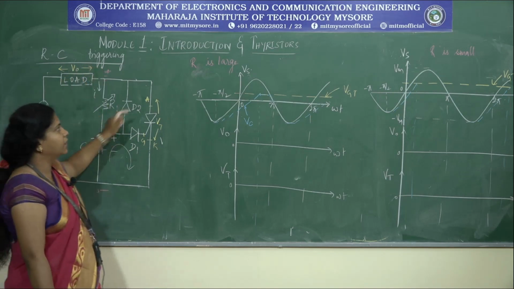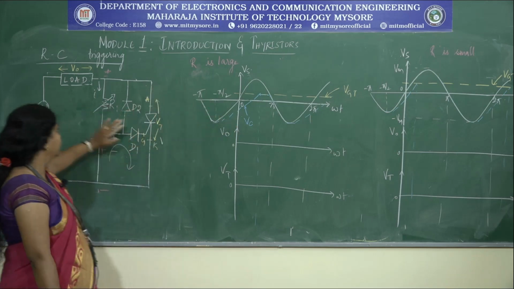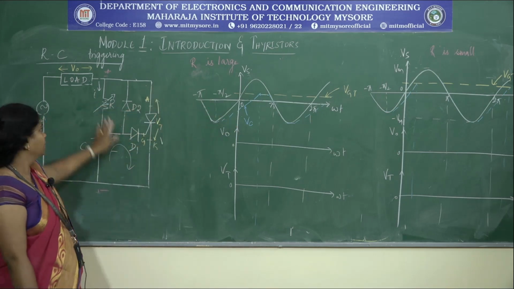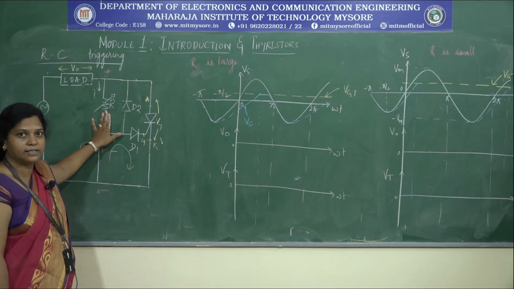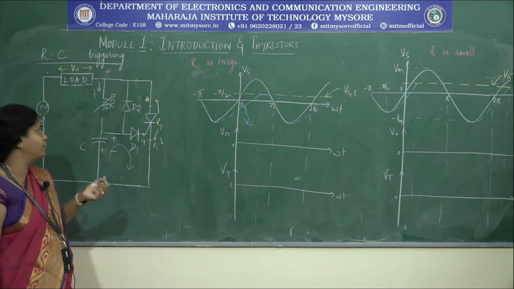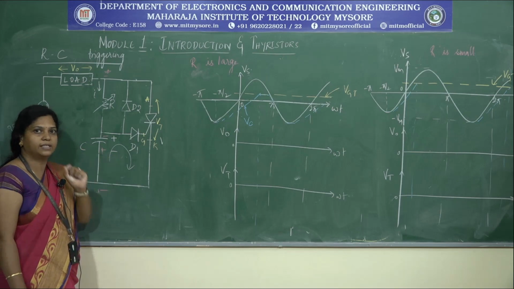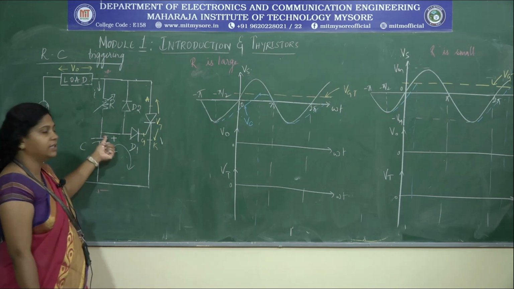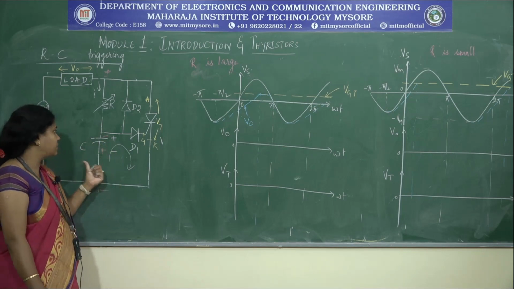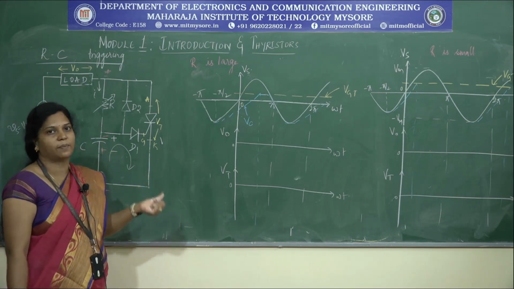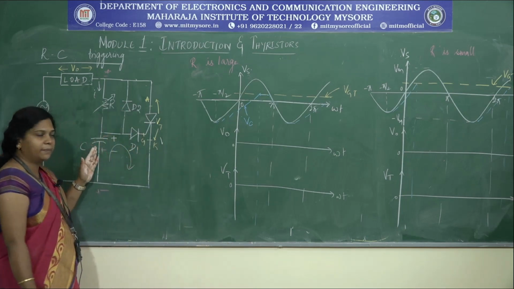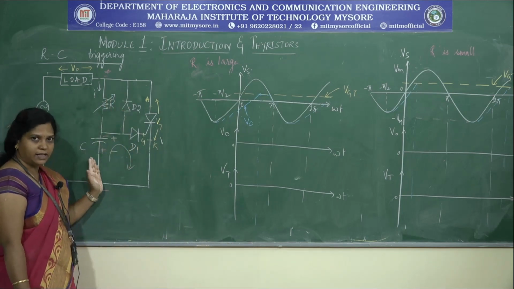Now, coming to the different values here, let us consider the value of R to be very large. If the value of the resistance is very large, what happens to the current flow? Current flow is very small. Since the current is very small, the time taken to charge the capacitor is also more. The charging of the capacitor takes place through D2.